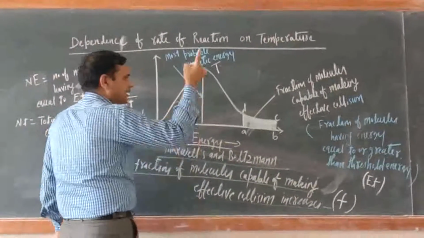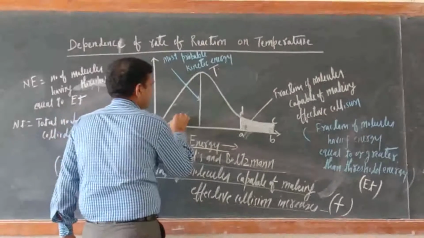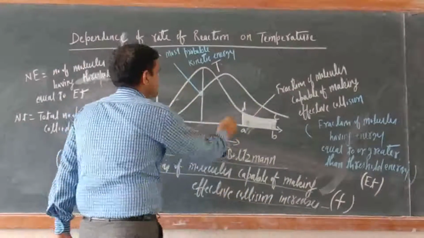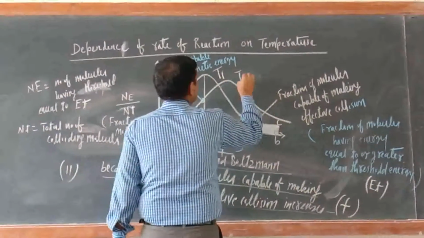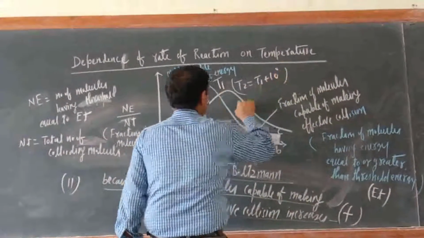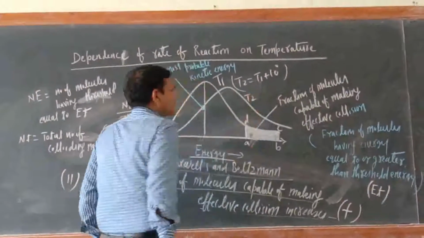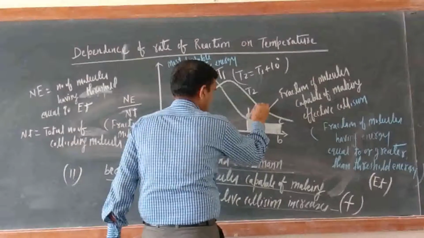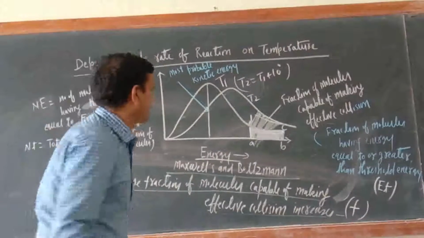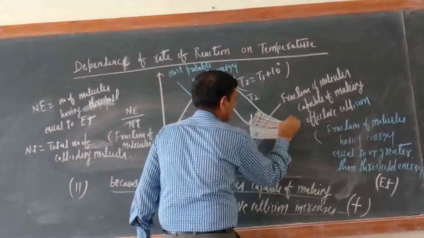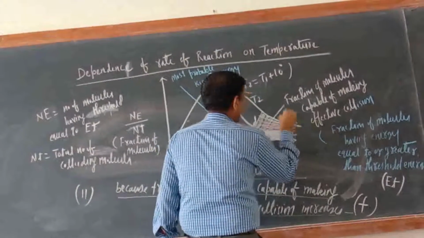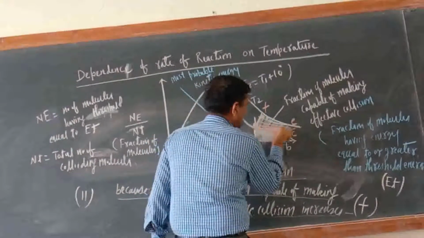Now when you increase the temperature by 10 degrees Celsius, you get this graph. This is T1. So now T2 equals T1 plus 10 degrees. Now this is the second graph, the T2 graph. In T2, just see, these molecules are now capable of making effective collision. Earlier this area was A, B, C, D. Now this is E, this is F. That much increase is there.